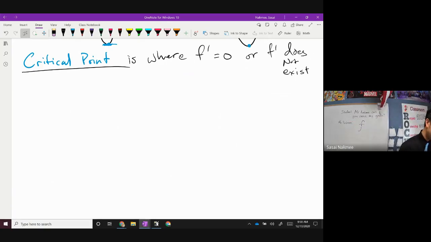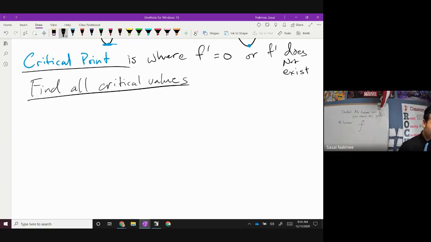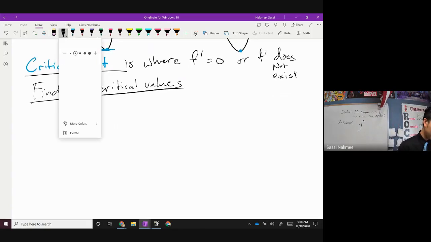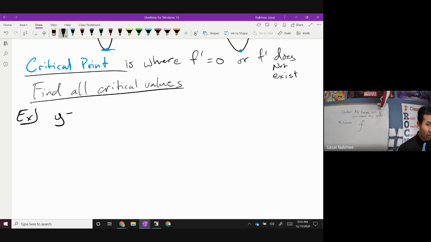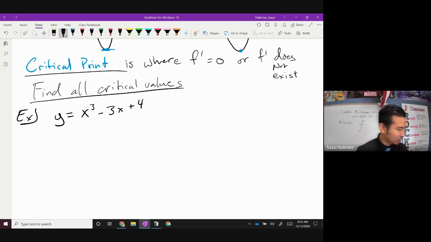Okay, let's go ahead and do one. Let's say I was asked to find all critical points. Oh, let's go with all critical values. Find all critical values. Let me zoom out a little bit, and let's make this a little bit thicker. Okay, so let's say I was asked to find the critical values for, for example, y equals x cubed minus 3x plus 4. All right, let's do that real quick.